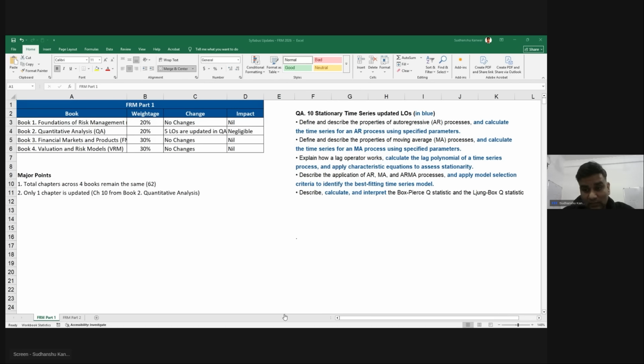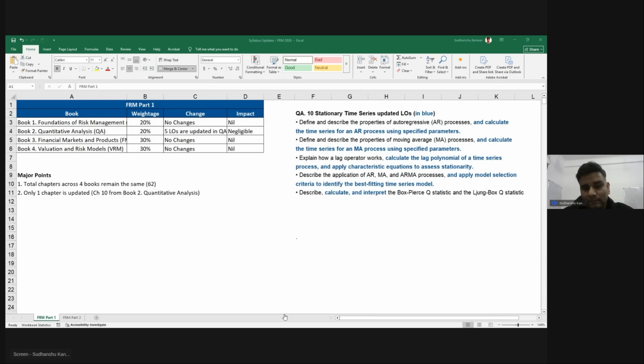It is about calculating autoregressive and moving average processes. It is about calculating your lag polynomials. You have to work with stationarity conditions. You have to apply autoregressive, moving average, and ARMA model selection. And you have to compute as well as interpret the Box-Pierce and Ljung-Box Q statistic.